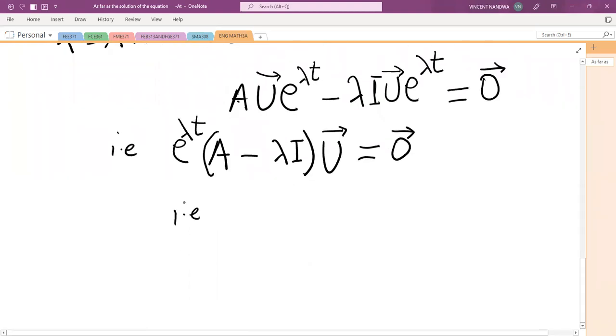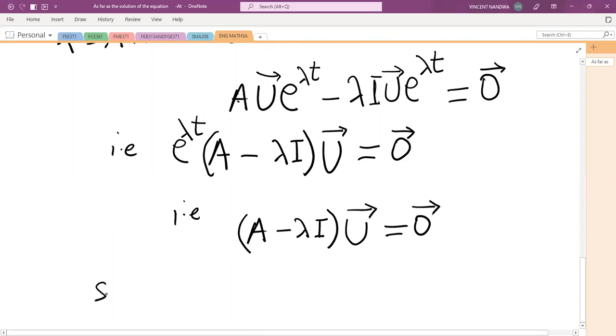That is, A minus lambda I times the vector u should give us a zero vector, since we know that the exponential can never be zero. From this equation, which is actually the relationship between the eigenvalues and eigenvectors of a matrix A, let us call this equation 1.